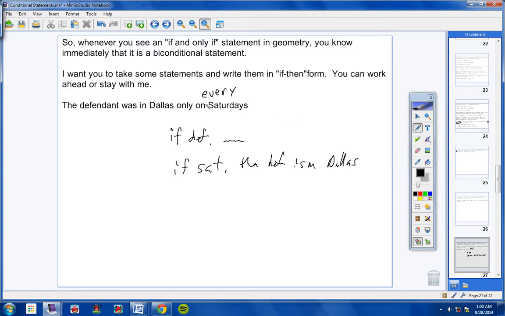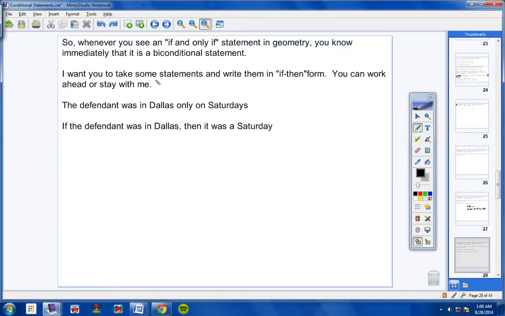You can't say that. But what you can say is this. You can say if the defendant was in Dallas, then it was a Saturday. Because it says right here, the defendant is in Dallas only on Saturdays. Let this sink in, guys. You can't say, if it's a Saturday, then the defendant was in Dallas. No, he doesn't come every Saturday, but when he's there, it's a Saturday. Okay, this can be confusing, so really think this through.